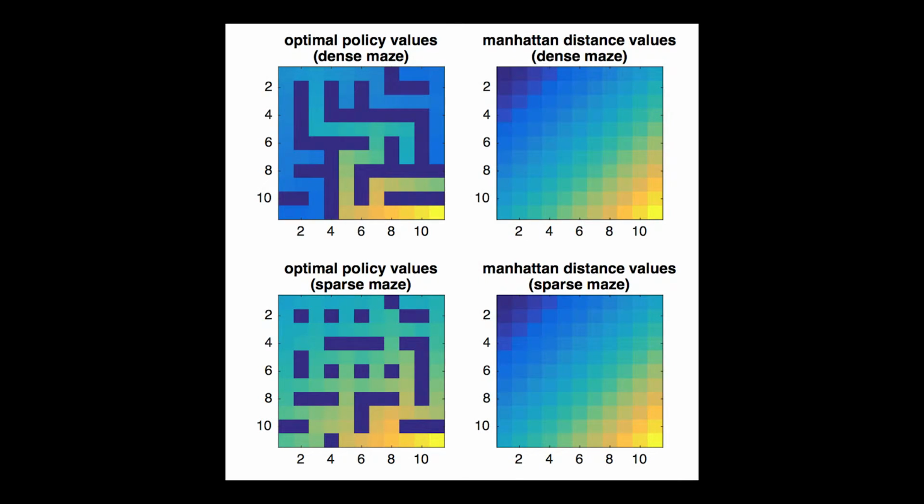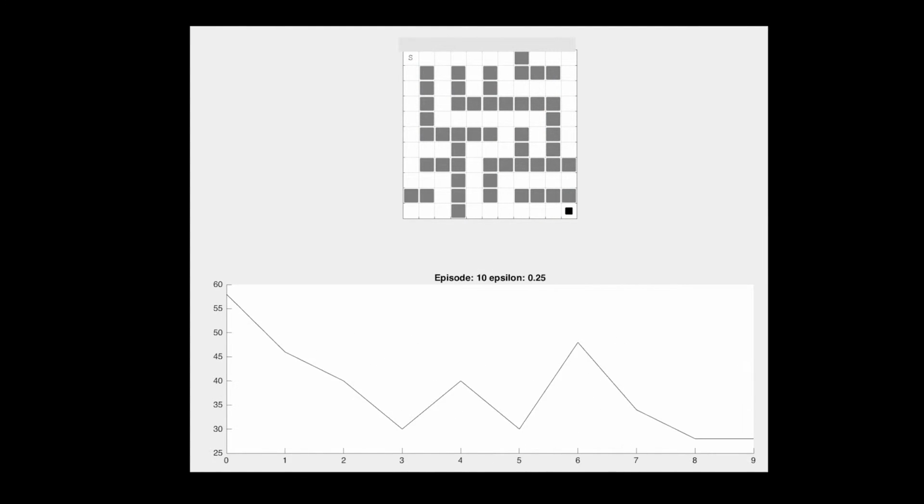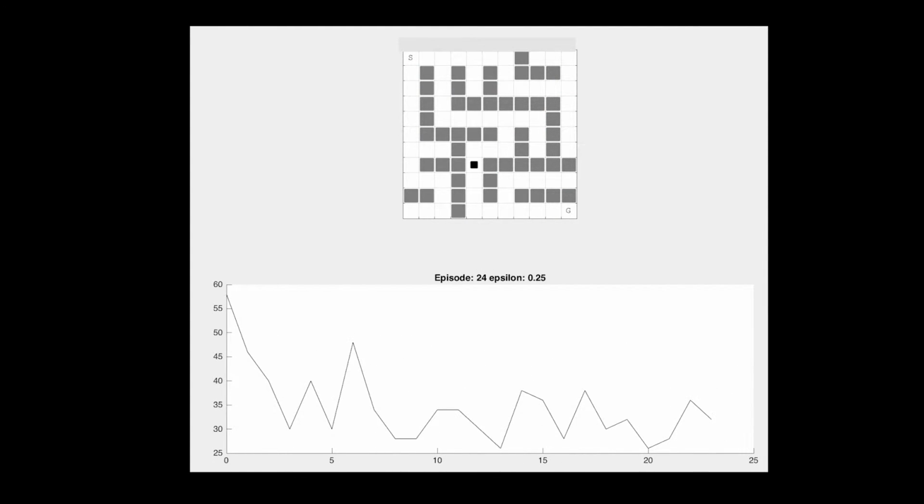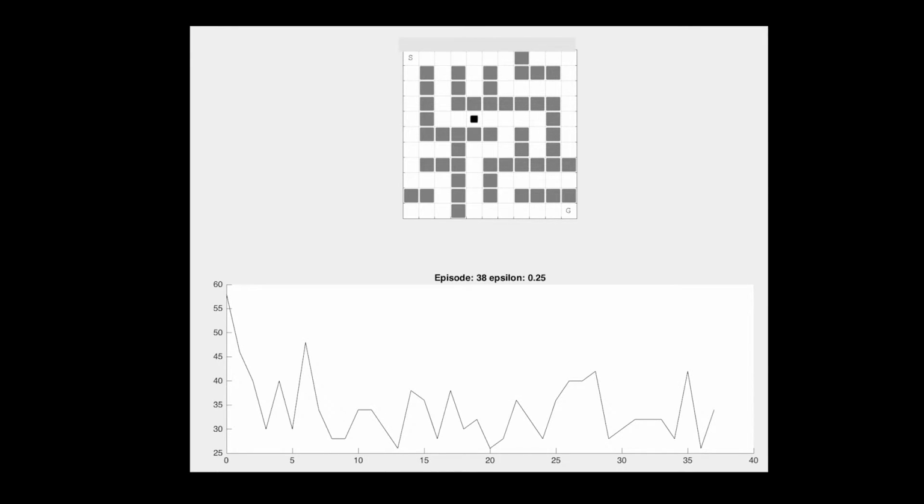We examine here two types of pseudo-rewards. The first is based on the optimal policy, as shown here, and encourages the agent to move down the optimal path. The second is an approximation based on the Manhattan distance to the goal. We see that pseudo-rewards based on the optimal policy encourage the agent to move quickly towards the goal state.